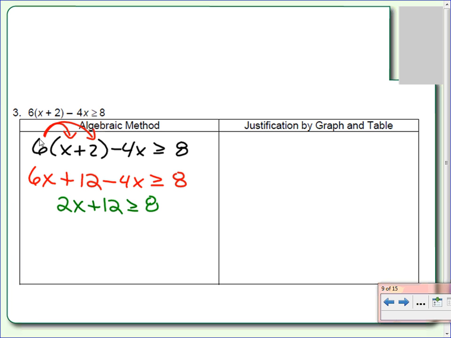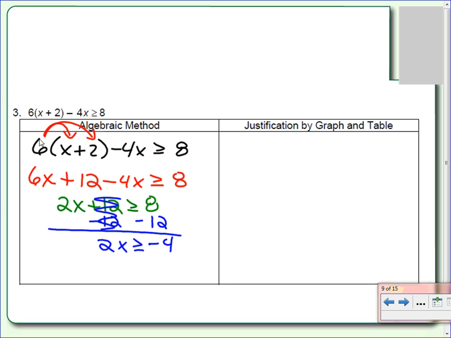Now moving on to the next step, which is the opposite of adding 12. And the opposite of adding a 12 is to subtract the 12. So this is gone. I need some help here. 8 minus the 12. Put that in your calculator. What's 8 minus the 12? Negative 4.